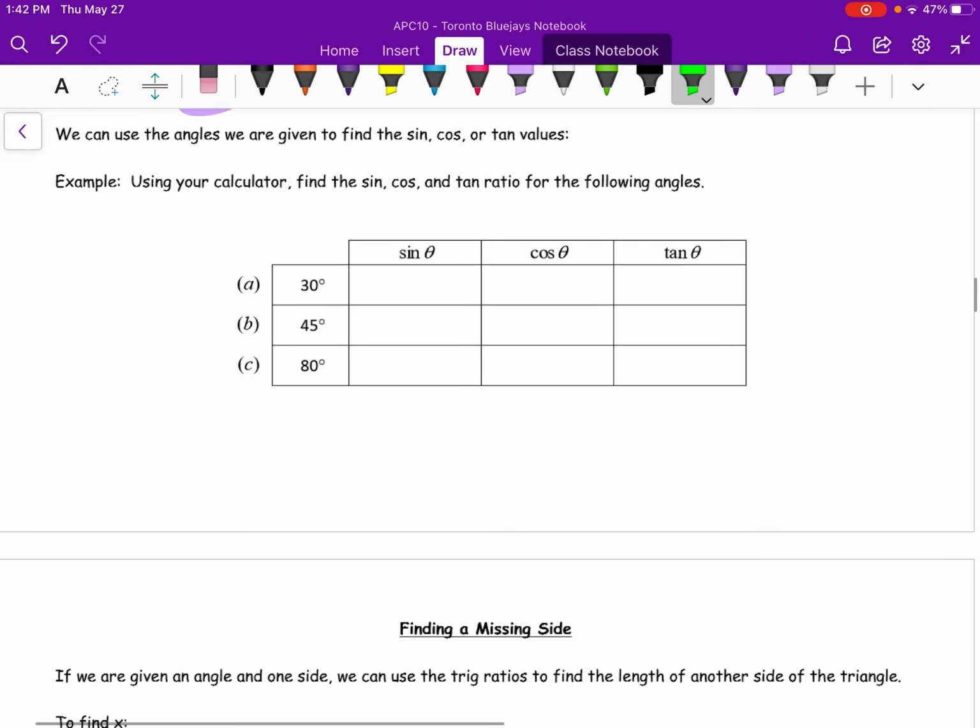So we're going to use our calculator to find the sine, cosine, and tangent ratio of each of these angles. So right now, let's take a look at sine theta. Now notice how sine and theta are beside each other. Specifically, sine comes first and theta is after, because we're taking the sine ratio of theta. So the sine of theta.